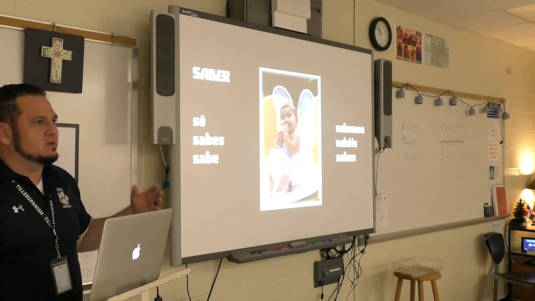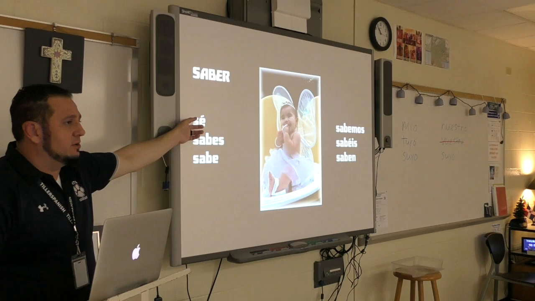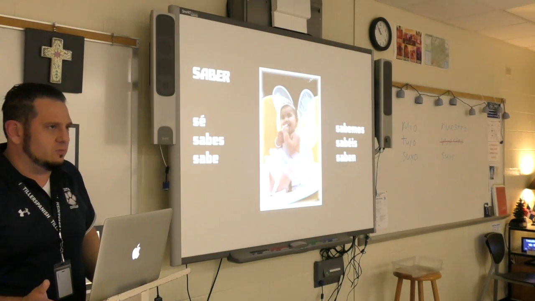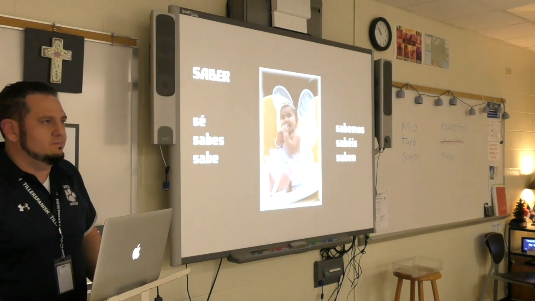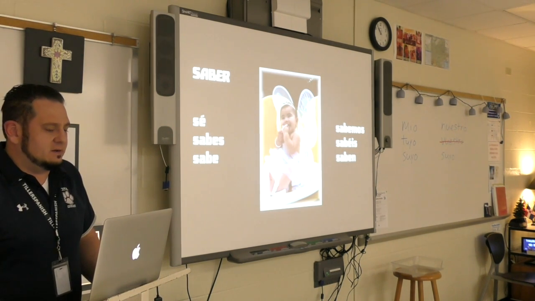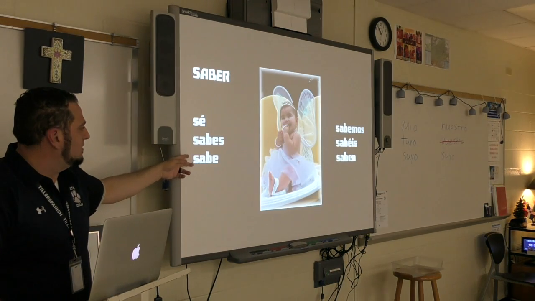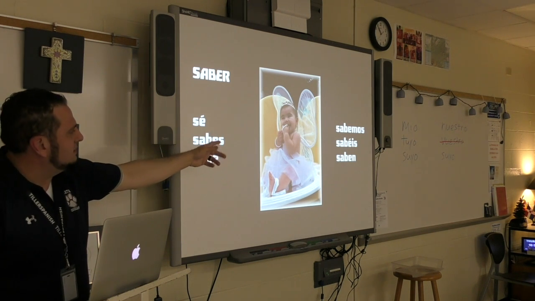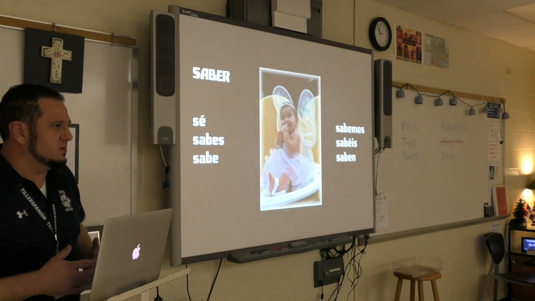If you already have this written down, you don't need to write it down again, but notice that saber is irregular in the yo form. It's irregular just in the yo form. Repitan, saber. Sé. Sé. Sabes. Sabe. Sabemos. Sabéis. Saben. Saben. And of course, you don't have to copy down the vosotros form. It's just there for you to see.